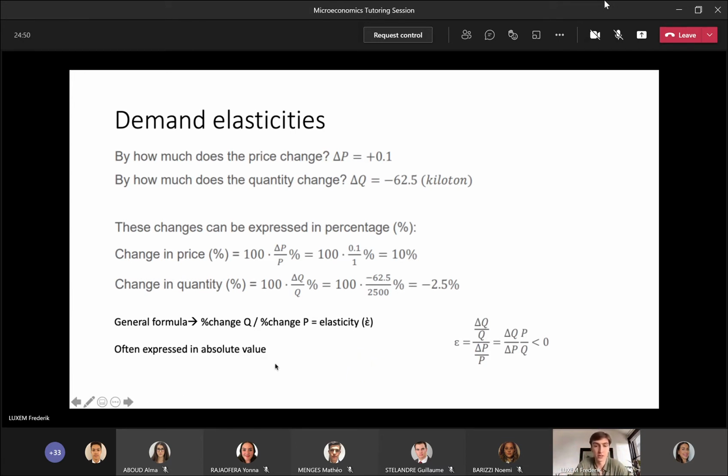And also what's important, often the elasticity is expressed in absolute value. So what does it mean? Even if we have a negative elasticity, it'll be written positive. But don't worry, in the exam, as it was mentioned also in the mock-up exam, often he says, please indicate in absolute value. So if this is written, don't put a negative sign in your answer.